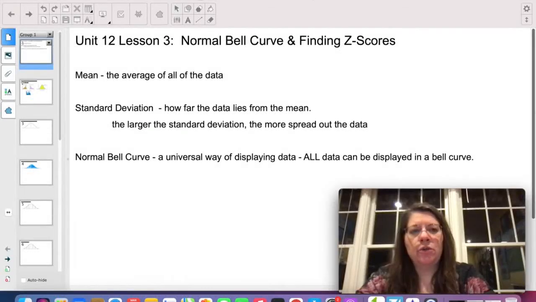This is Algebra 2, Unit 12, Lesson 3, Normal Bell Curves and Finding Z-Scores. We have to review a little bit first for this, just a few terms, and then we're going to get right into the normal bell curve.